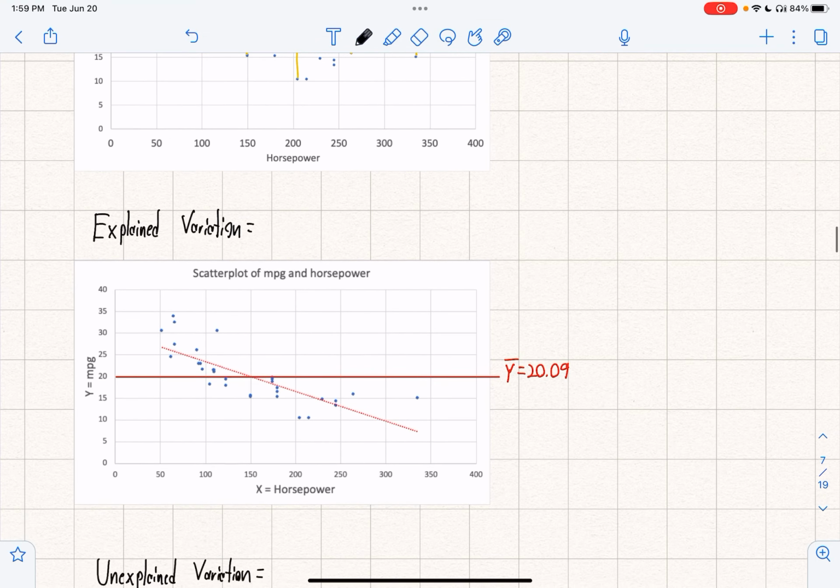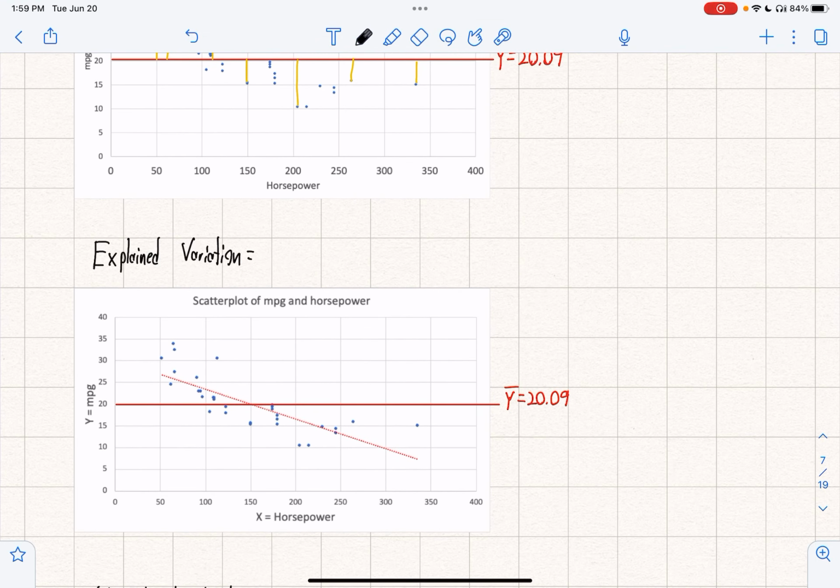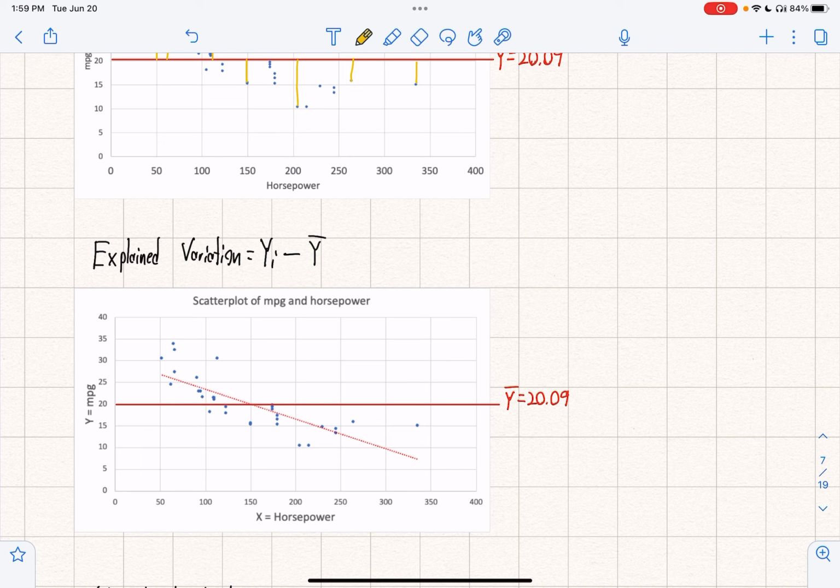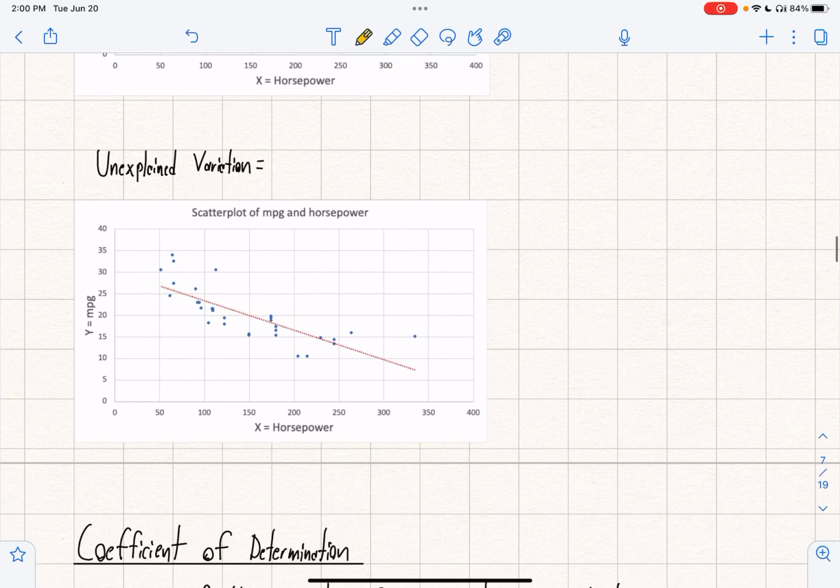But then our explained variation, recall, is our estimated value of y minus the overall average. So when we think about what's actually happening with the explained variation, it's just the difference between the regression line and the average. At every data point, essentially, we're just taking the difference between our regression line and the overall average. So all of these distances would represent our explained variation.